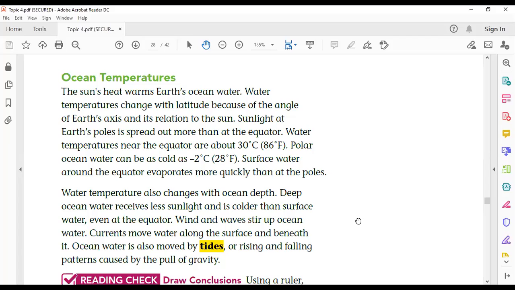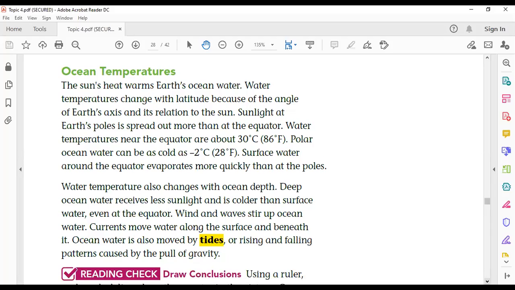And it is coldest where? In deep water. Water temperature also changes with ocean depth. Deep ocean water receives less sunlight and it is colder than surface water. So ocean water at the top or surface is the warmest or the hottest, and deep ocean water receives less sunlight and is the coldest.